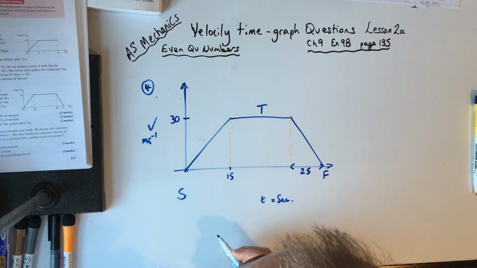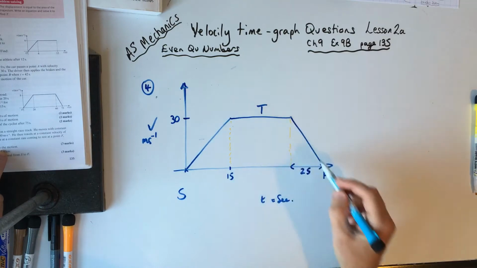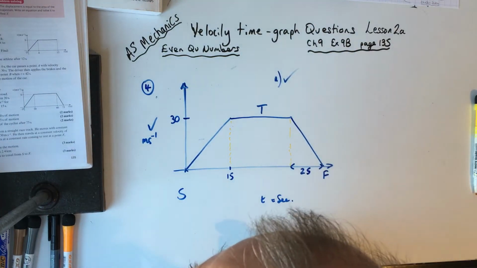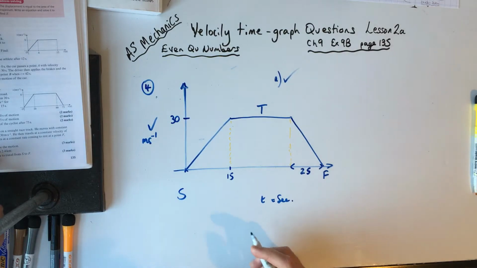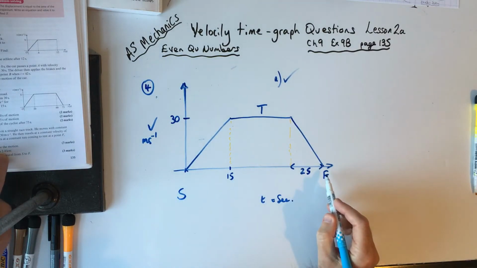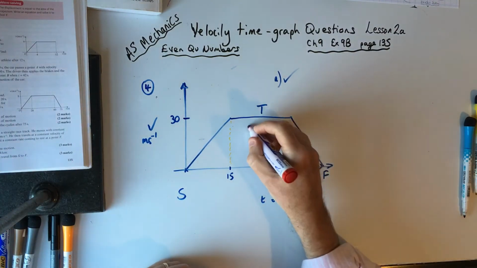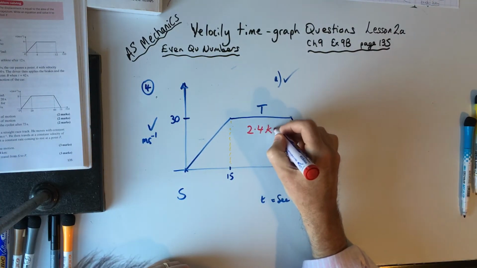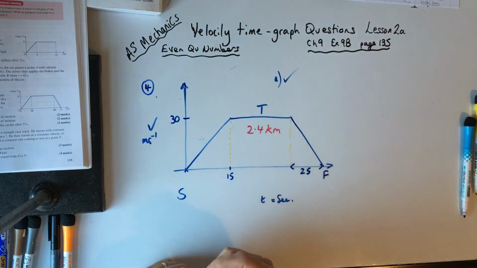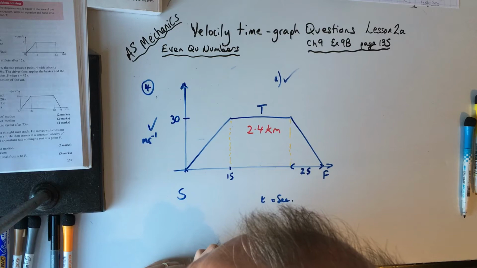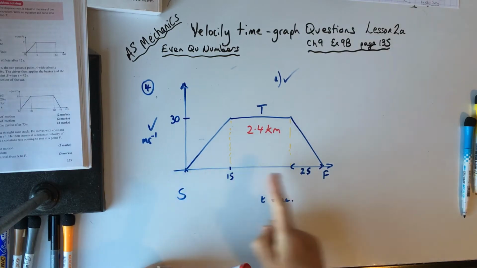Sketch a velocity time graph. Yeah, we've done that. So part A we've done. Given that the distance between S and F is 2.4 kilometers. Okay, so now they're telling us that this is 2.4 kilometers. So the area underneath here has got to be 2.4 kilometers. Calculate the time the motorist takes to get from S to F.